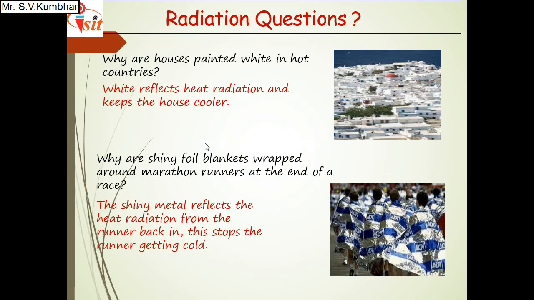There are a few questions related to radiation. Why are houses painted white in hot countries? Because white color reflects heat radiation and it keeps the house cooler. Second question, why are shiny foil blankets wrapped around marathon runners at the end of a race? Because the shiny metal reflects the heat radiation from the runner back. This stops the runner getting cold.